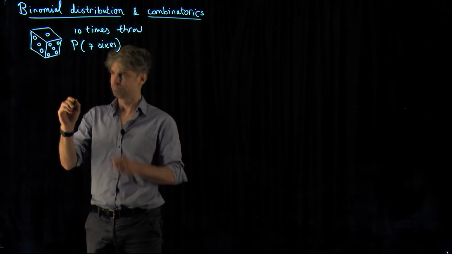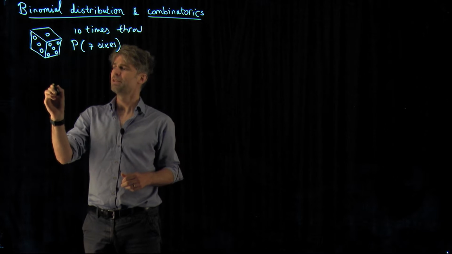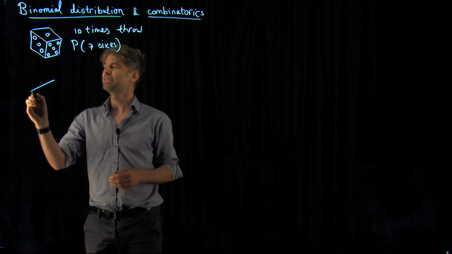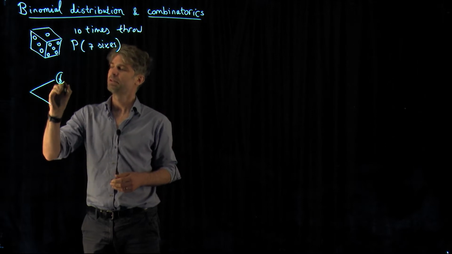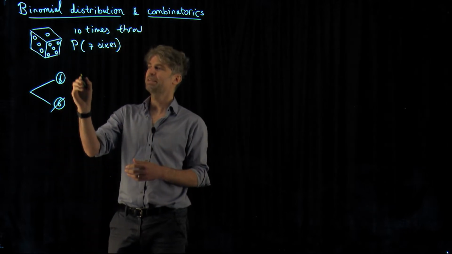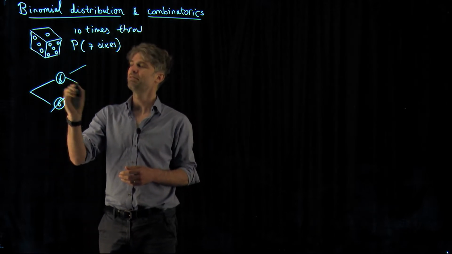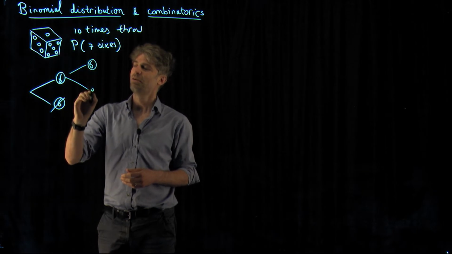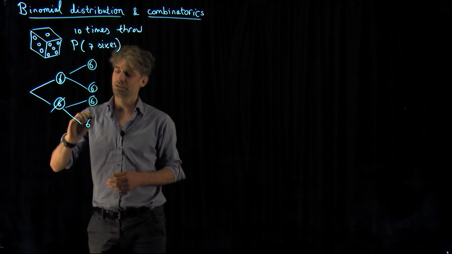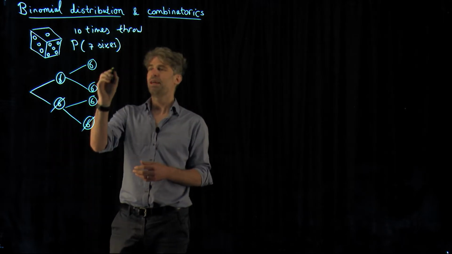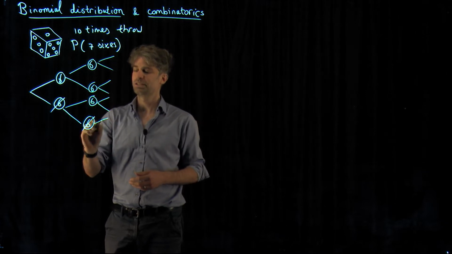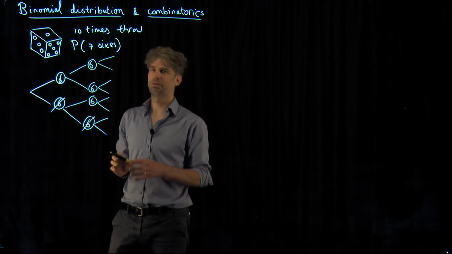And you have two options that interest you, namely whether it's a 6 or not in the first throw. So it's either 6 or it's not. And then in the second throw you ask yourself the same question. In each case, is it a 6 or not? And is it a 6 or not a 6, etc. And then again for the third throw. But as you already see, this tree is going to grow way too big.